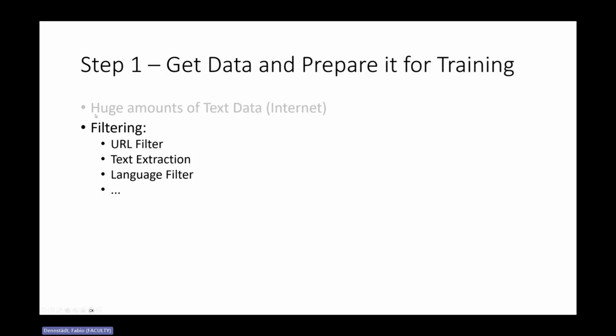But in the end, you really need huge amounts of text data to train a model that is performant. You also want to deduplicate the text data, so you don't have multiple entries. Typically, personal identifiable information, like personal IDs and names, is also removed. So there's a lot of filtering going on before you actually have the data that you want for training.